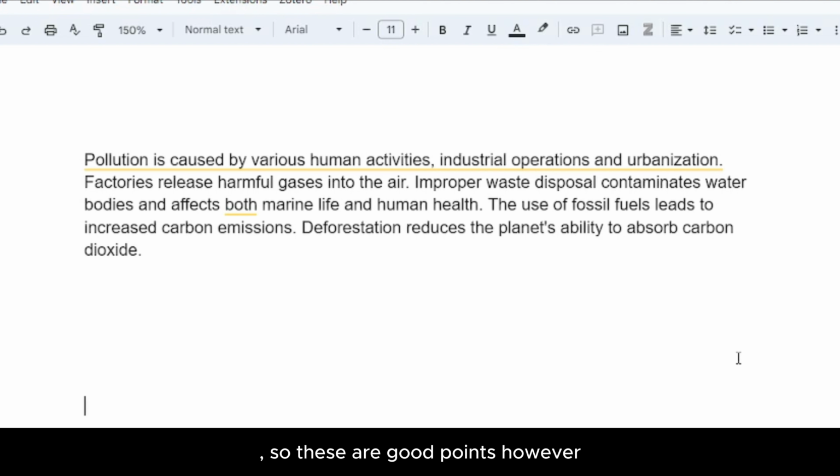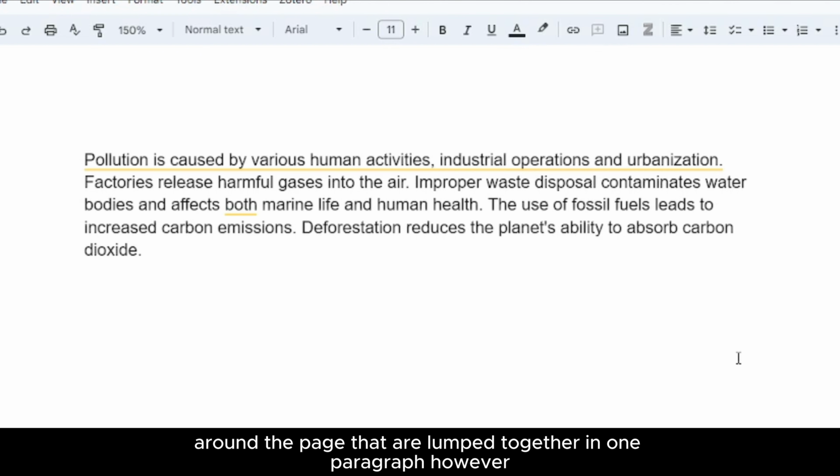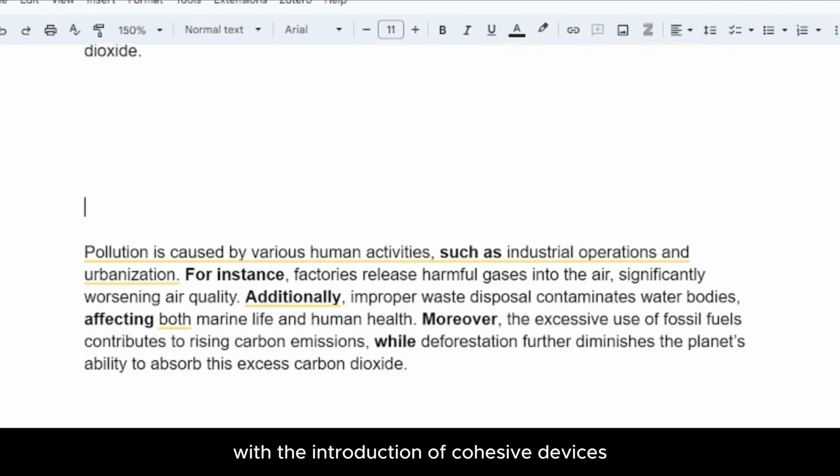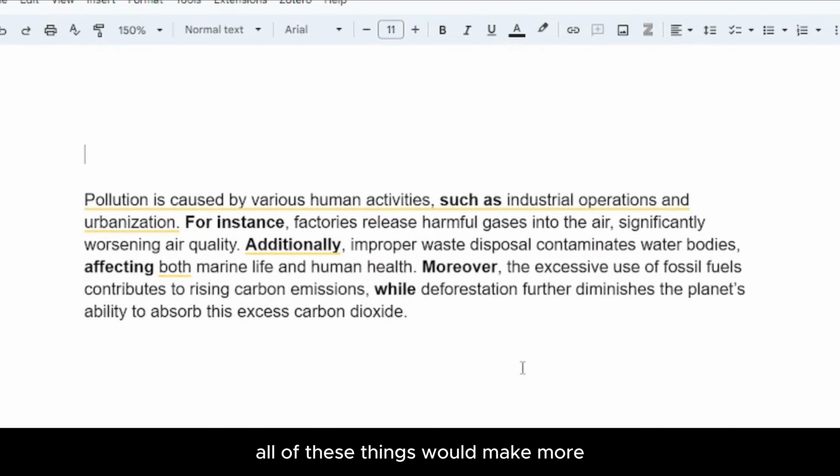Okay, so these are good points. However, they are stated in such a boring way. They're not connected to each other. They just seem like disjointed ideas around the page that are lumped together in one paragraph. However, with the introduction of cohesive devices, all of these things would make more sense and seem more linked together.